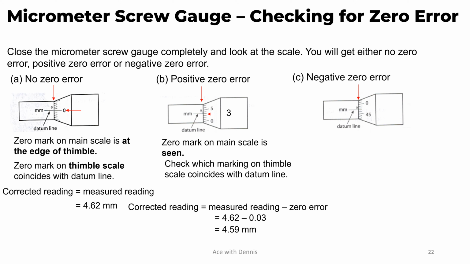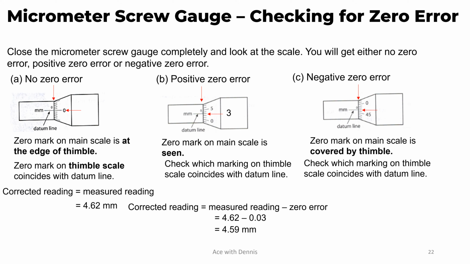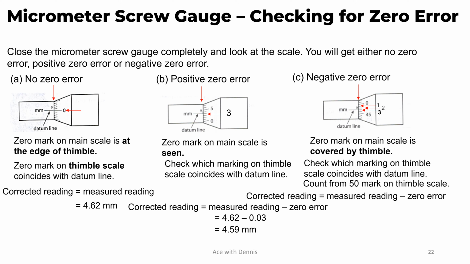Next, negative zero error, and this is how it looks. The zero mark of the main scale is covered by the vernier scale. Check which marking on the vernier scale coincides with the datum line. Count from the 50 mark on the vernier scale. Hence, for this case, 1, 2, and 3, so the third marking from the 50 mark. Therefore, the correct reading will be measured reading minus zero error. For this case, 4.62 minus negative 0.03, which gives us 4.65 mm.